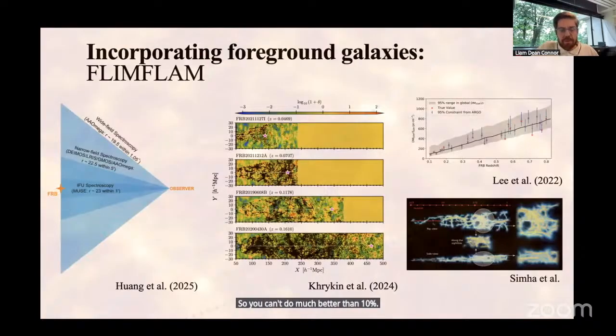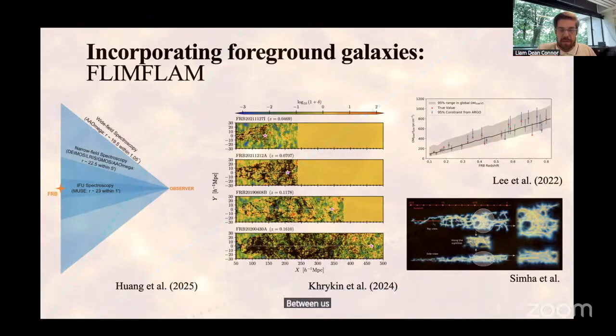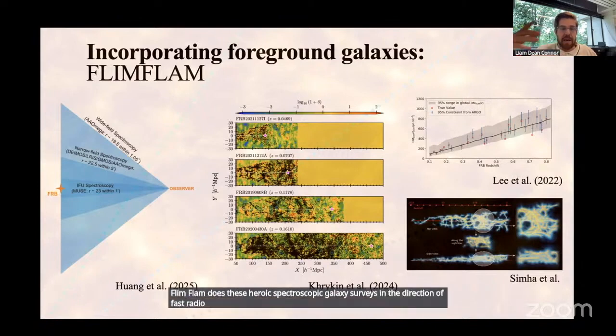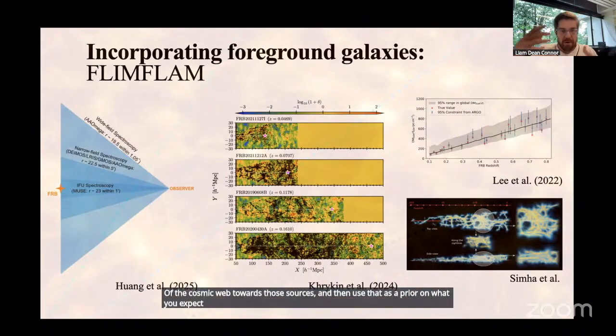Everything I just mentioned was totally agnostic about the foreground galaxies. And obviously, there's a lot of information in the large scale structure that we can observe between us and the source. So FLIMFLAM is very maximalist about this. FLIMFLAM does these heroic spectroscopic galaxy surveys in the direction of fast radio bursts, and this allows them to do a full 3D reconstruction of the cosmic web towards those sources, and then use that as a prior on what you expect from the IGM component, the halos, and so on.